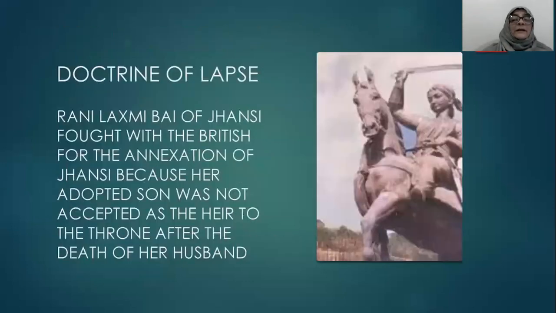Let's move ahead. Now, the doctrine of lapse. Rani Lakshmibai of Jhansi fought with the British over the annexation of Jhansi because her adopted son was not accepted as the heir to the throne after the death of her husband. I mean, she was a widow. She had a son, an adopted one, but the government did not let her have Jhansi because the son was adopted. Obviously, frustration and hatred started building up in the heart.